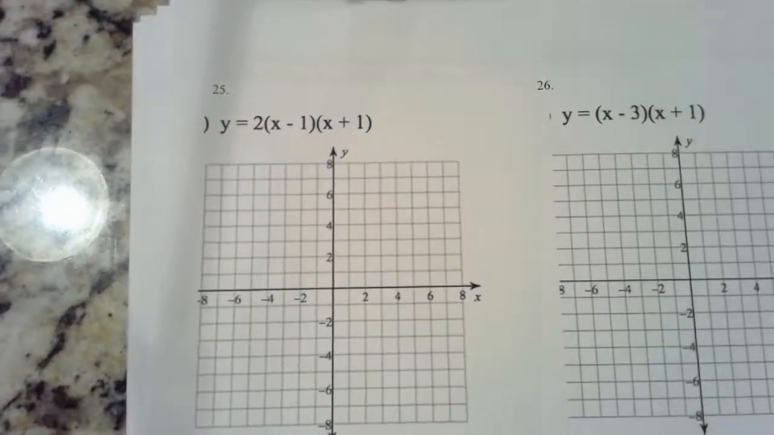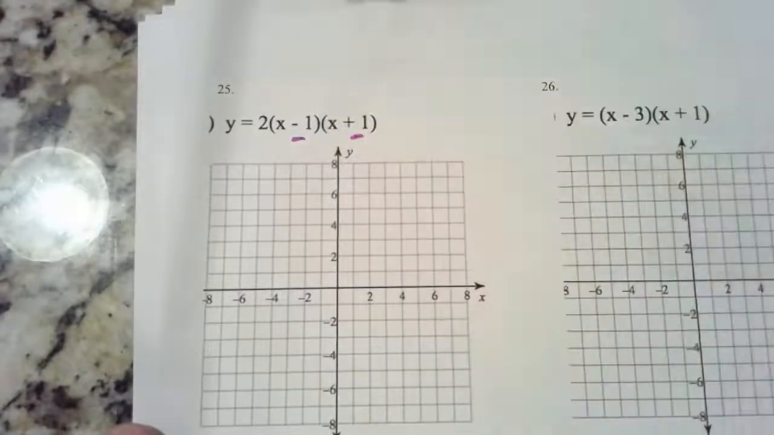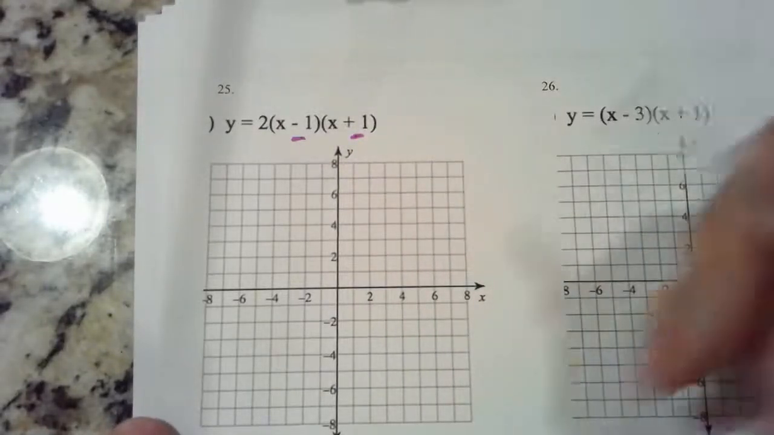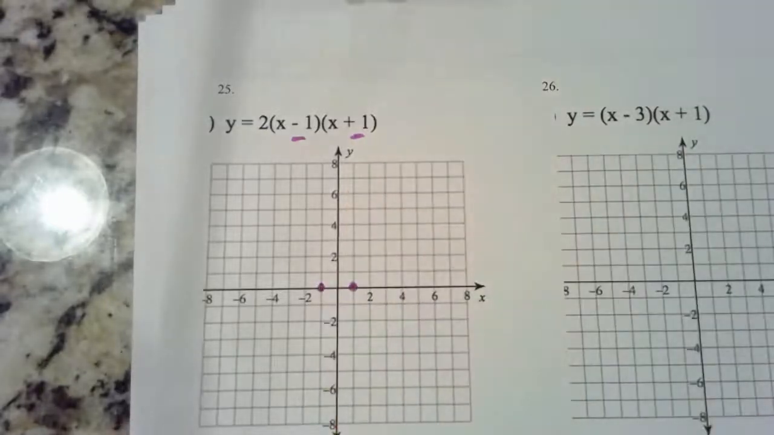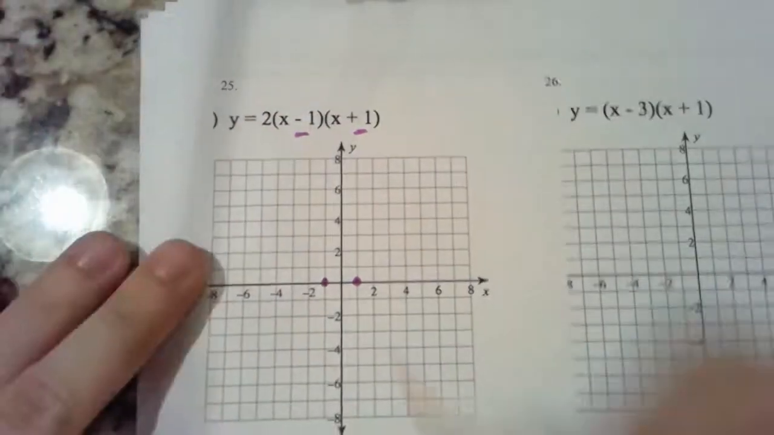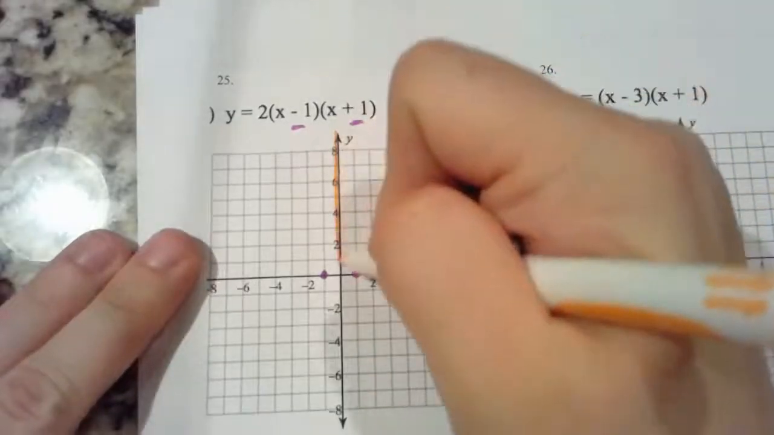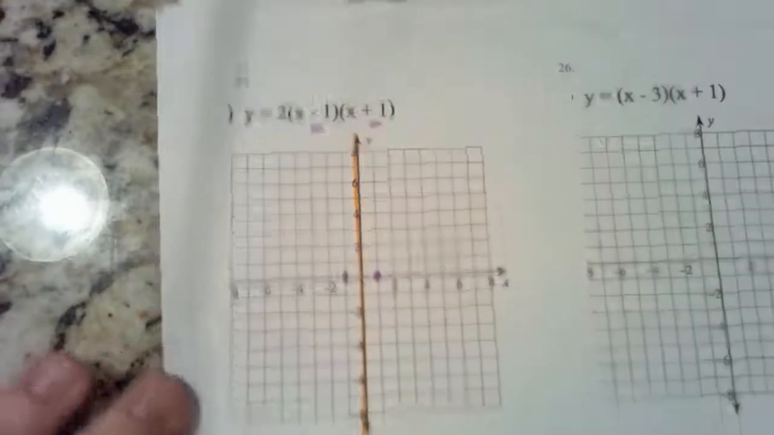All right, 25 is different. It gives it to you in factored form, not standard form. So in factored form, these right here are my x-intercepts. You can find them very quickly. So positive 1, negative 1. Somewhere right in the middle of those is the line of symmetry. The line of symmetry is right here at 0.